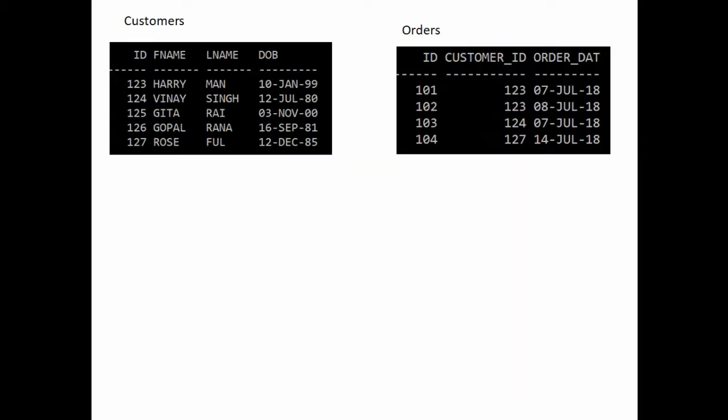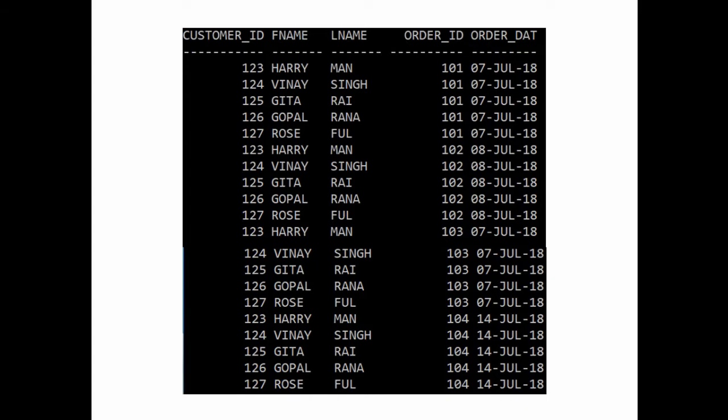Now let's have a look at this. If I want to know the details of the customer who placed the order with order ID 101, what should I do? Do you think the cross join will work? Will it give the required data? Let's see the output. According to the output of the cross join, we can see 101 is placed by 123 Harry, 101 is placed by 124 Vinay, 101 is placed by Geeta, similarly Gopal, Rose.